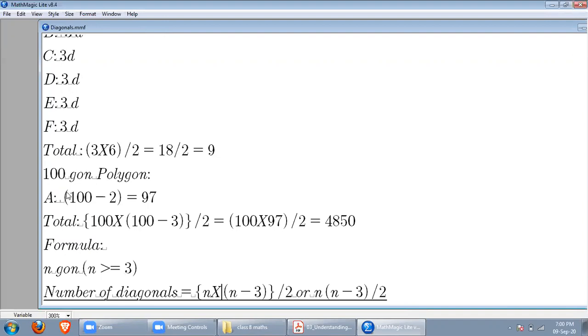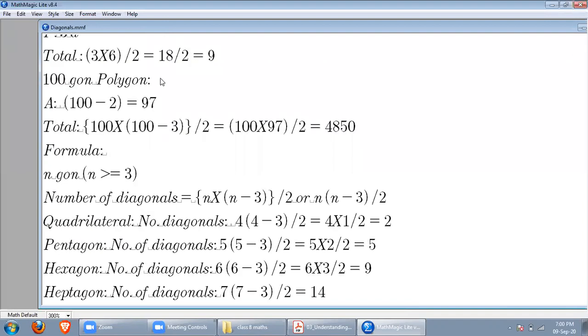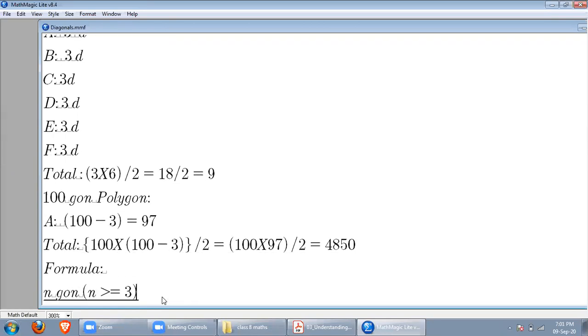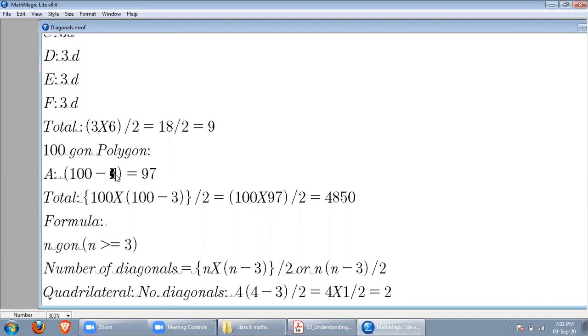So if somebody asks you about a 100-gon polygon, it is the 100-sided polygon. So for each vertex A, B, C, D, and so on, up to 100 vertices. Let's talk only about one vertex, okay? So for one vertex, it will be 100 minus 3. Why 3? 3 is to be omitted: the two adjacent vertices and the vertex itself from the 100 vertices. So from one vertex, 97 diagonals can be drawn for this 100-gon polygon.